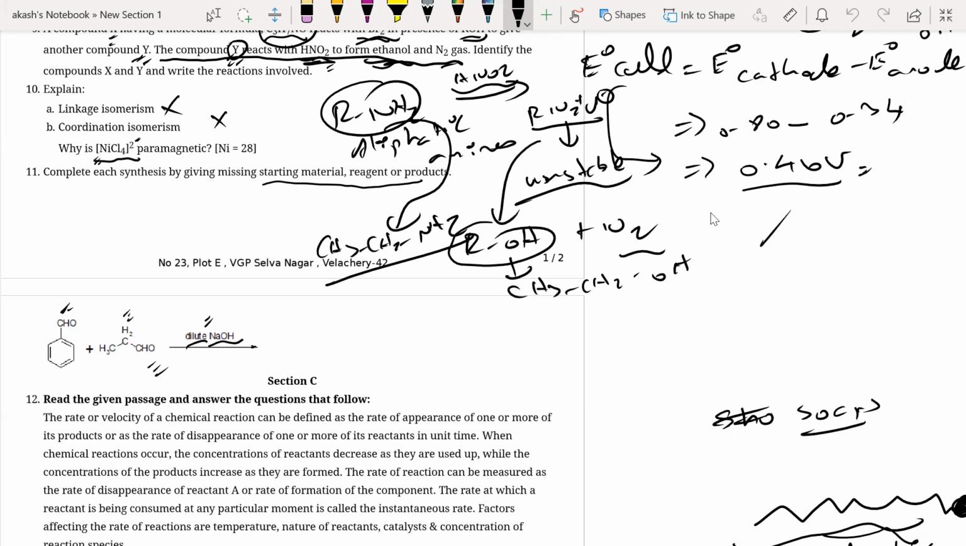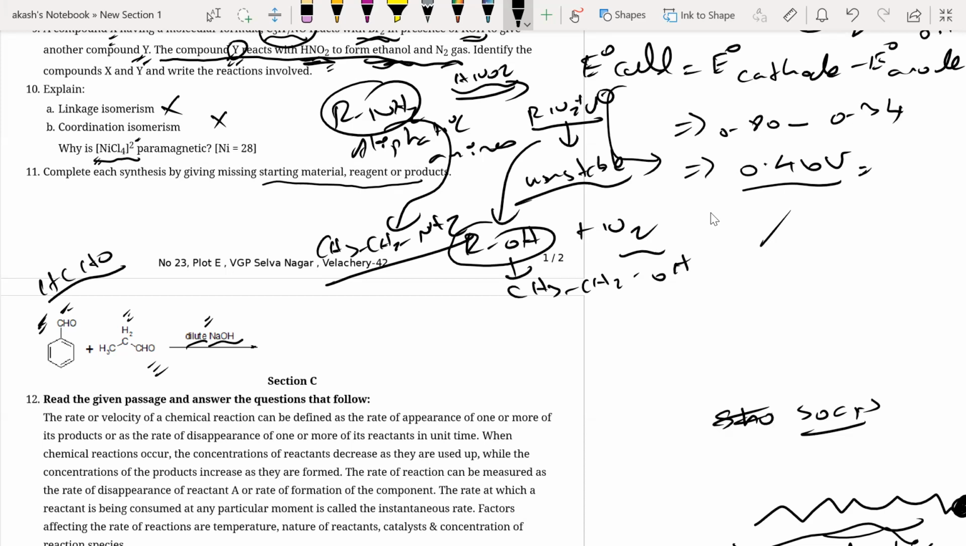If there is no alpha hydrogen, for example benzaldehyde or HCHO, these will undergo only Cannizzaro reaction, right? So you have to look for the presence of alpha hydrogen. If alpha hydrogen is there, then it is aldol condensation. If no alpha hydrogen is there, then you go for Cannizzaro. Dilute or concentrated is only the next thing and not that important. Having alpha hydrogen or not is what mainly decides.